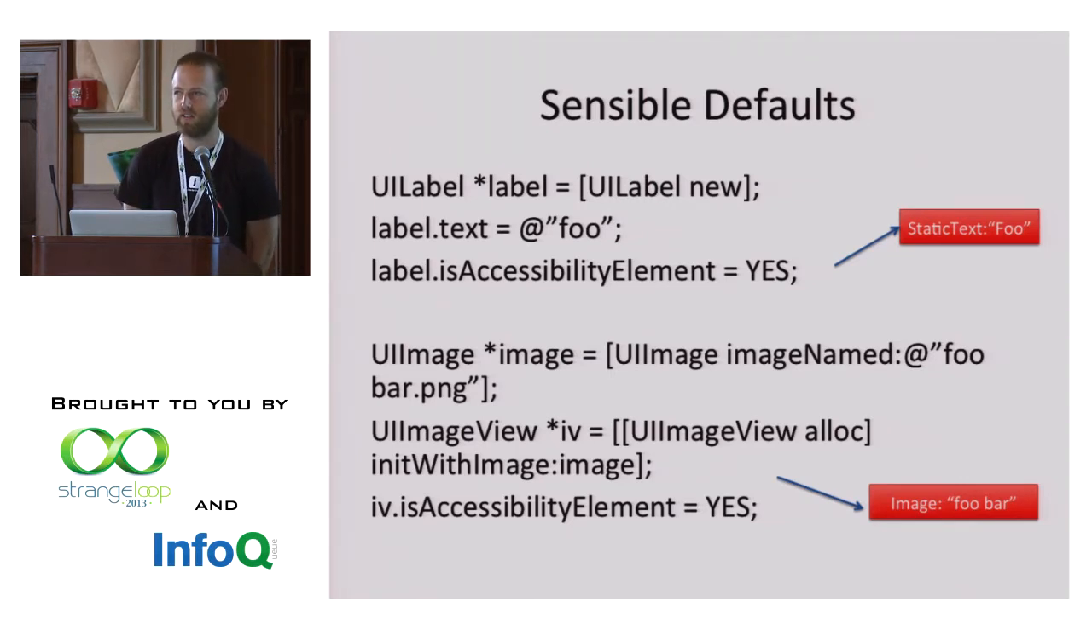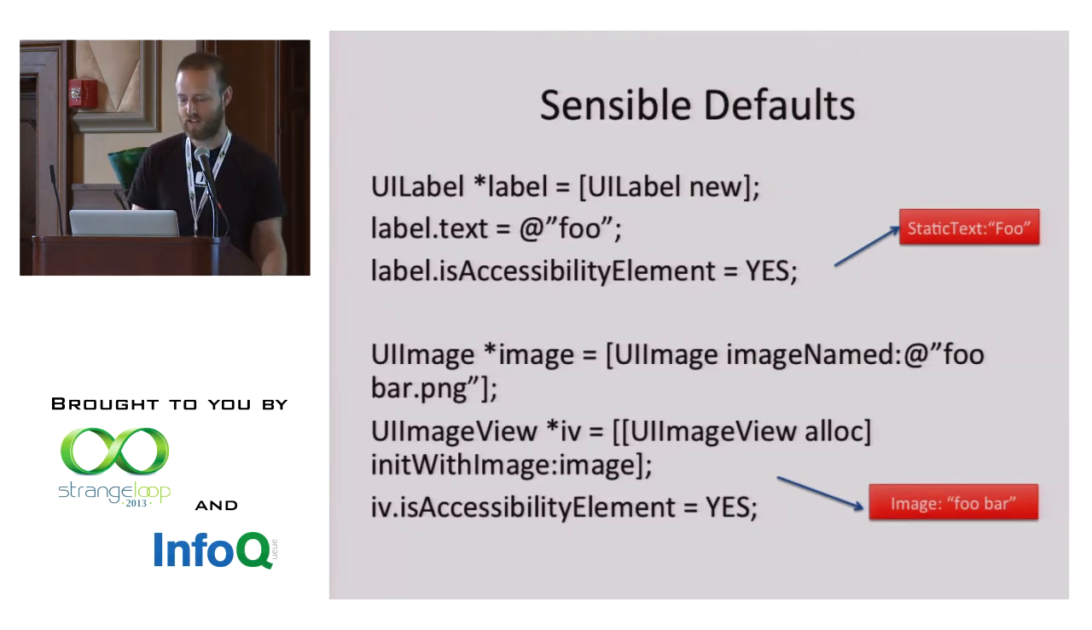If your label is an important piece of content, if you've got a big label on your page and you want the user to be able to navigate to it and read it, then you want to make it accessible so that they can touch the element with the screen reader. What's also very nice is that UIImageView provides a very nice default based on the file name of the UIImage that you used.